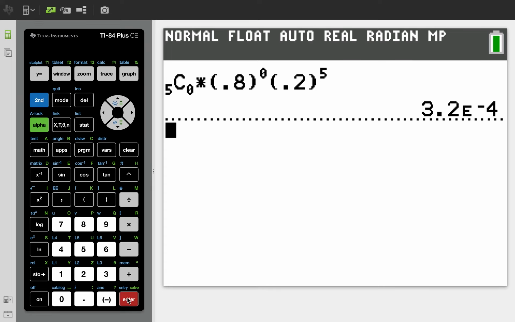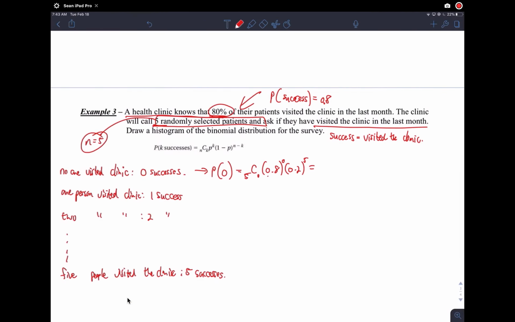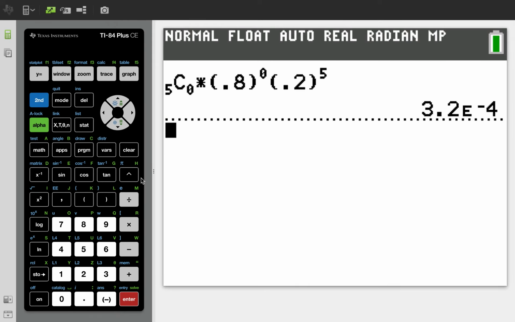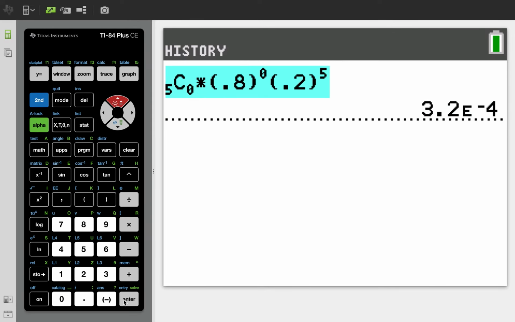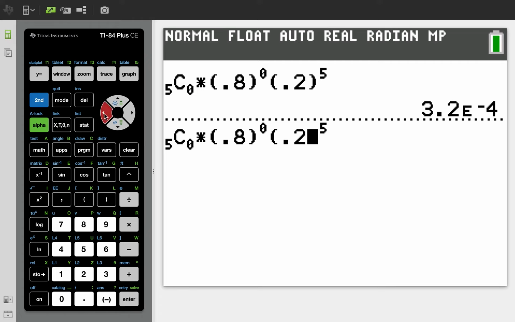This means 0.00032. Then we do the probability of one success: 5 choose 1, 0.8 to the 1, 0.2 to the 4. So one success, 4 failures: probability of success, probability of failure. Once you've done the first one on your calculator, you can just go up, press enter, bring this down, and just change the numbers.